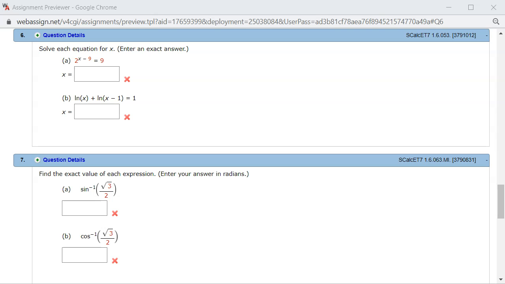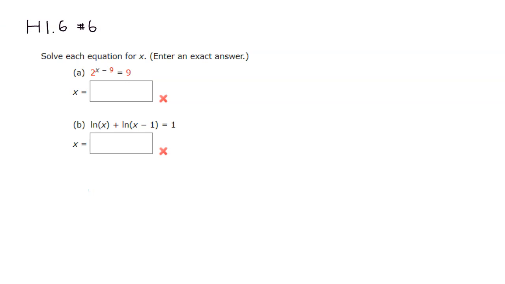All right, let's look at homework 1.6, problem number 6. So let's solve these equations. Part A: 2 to the x minus 9 equals 9. x is sitting as an exponent, so we have to bring it down.